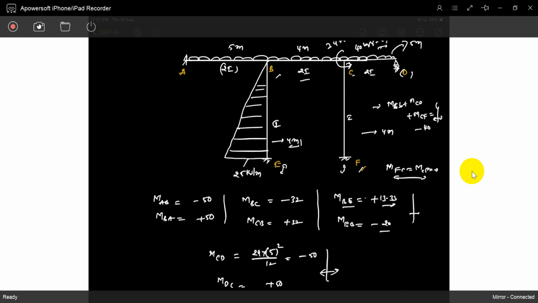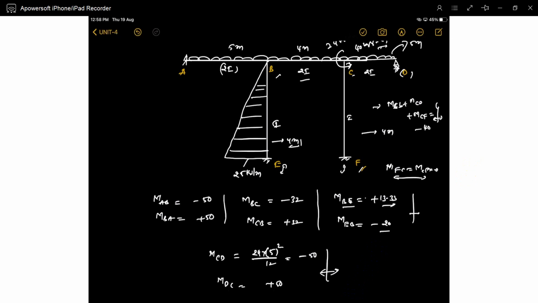Okay, that's it. So for the next class, we will start with how to do the same problems if sway comes into the picture. We already solved sway problems in the slope deflection method. If sway is also to be considered, how can we solve the problems in the moment distribution method? We will see in the next class. That's it.